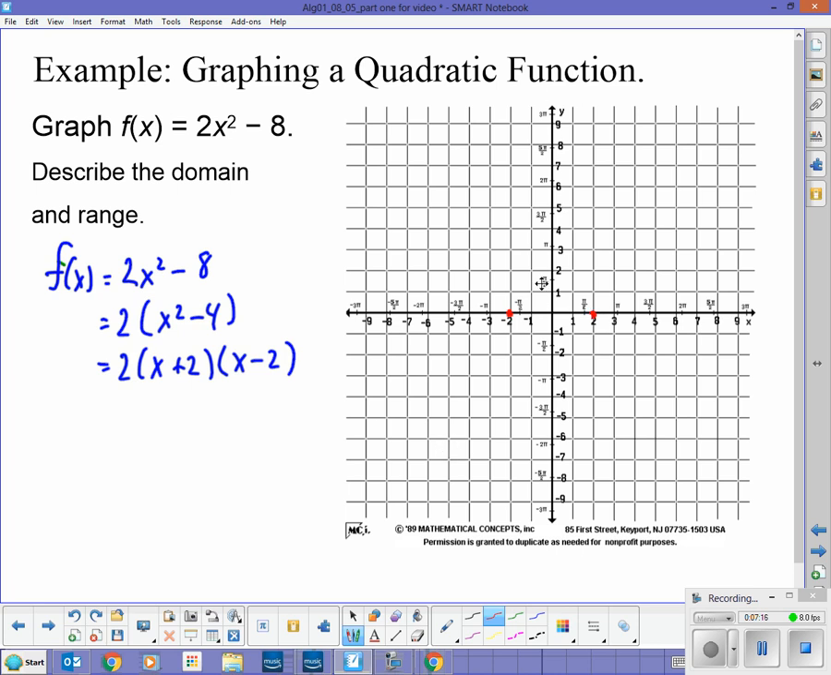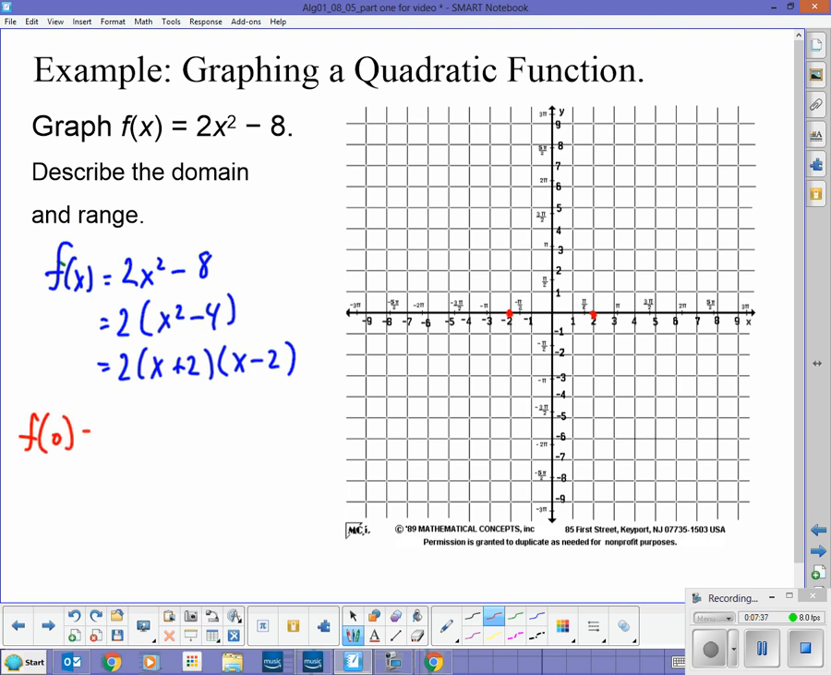My line of symmetry is right here on the x-axis. It's not a negative number out here, so this should be a positive parabola. It should look like this. When I'm done, I want to calculate my vertex. My vertex is f of 0.